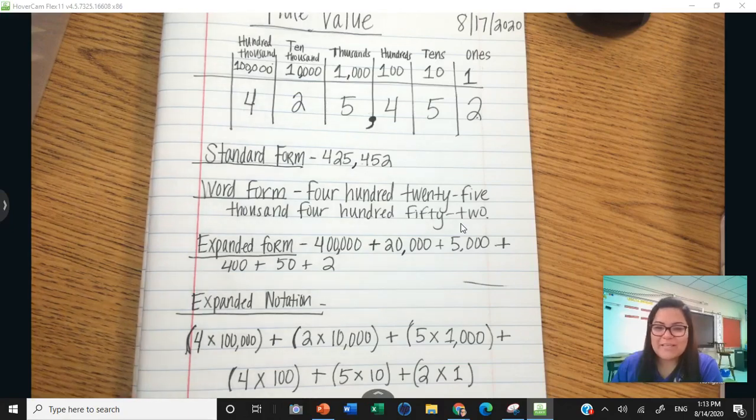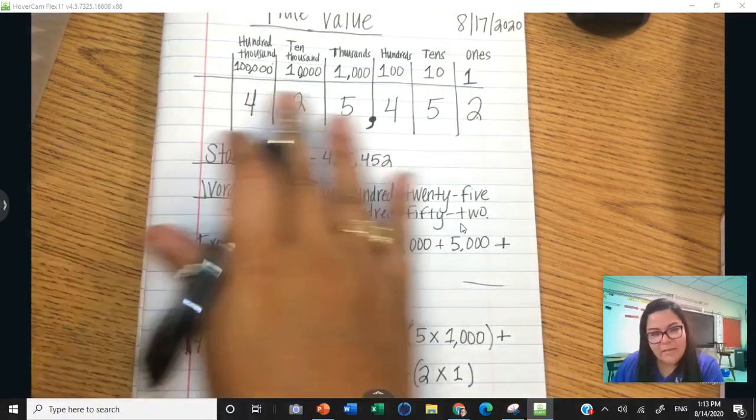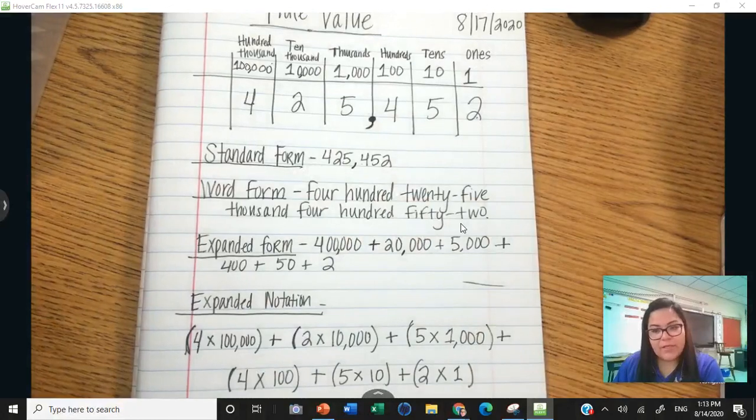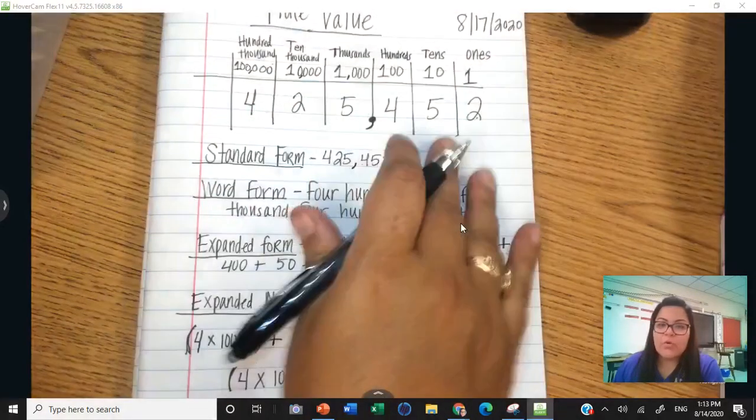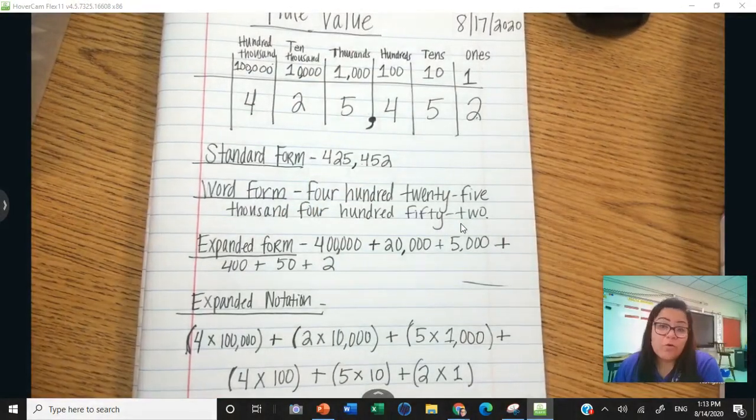That was a lot of work, but super easy. Why? Because I had the place value chart to help me. So if you find this complicated or hard to do, make sure that you draw your place value, because the place value is always going to help you stay organized. I know it's a lot of information, but the place value chart is always going to help you when you feel confused.